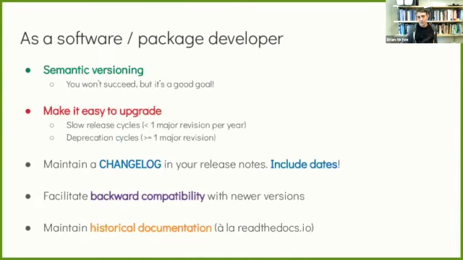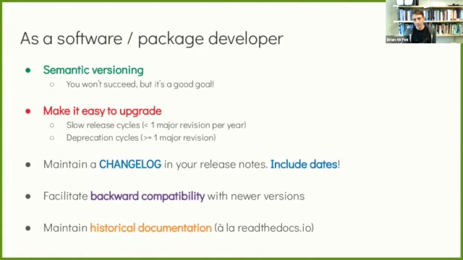As a software/package developer, so this is more kind of my day-to-day role, try to use semantic versioning. You're not going to succeed, but it's a good goal. Semantic versioning says minor changes won't break compatibility, major changes could. And you have a very rigid structure for what software versions mean, 0.X.Y, things like that.